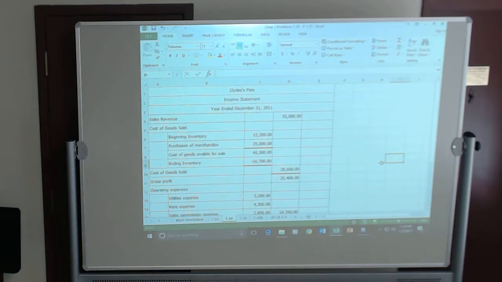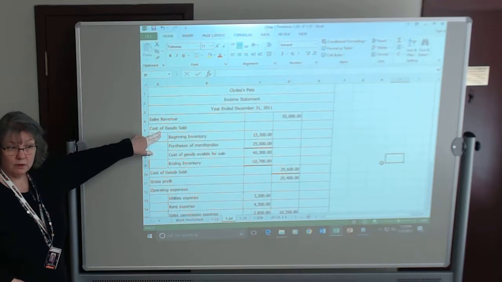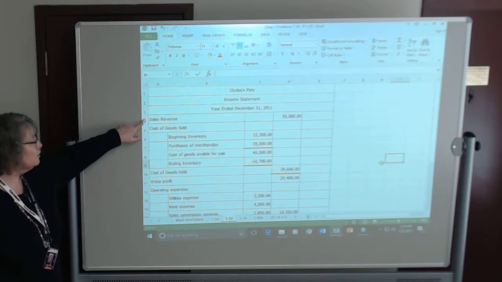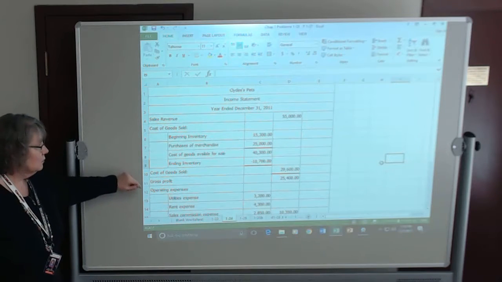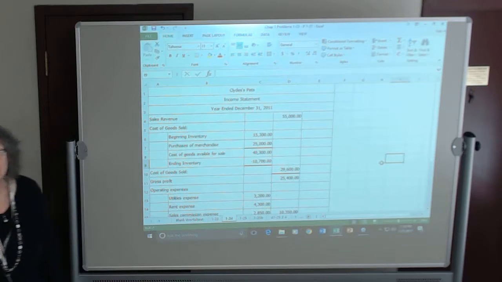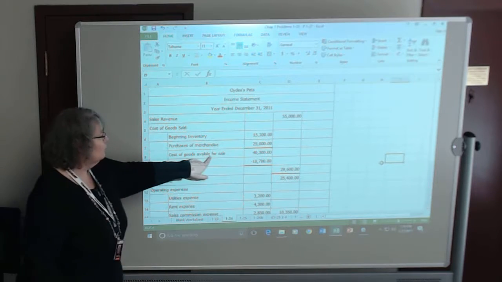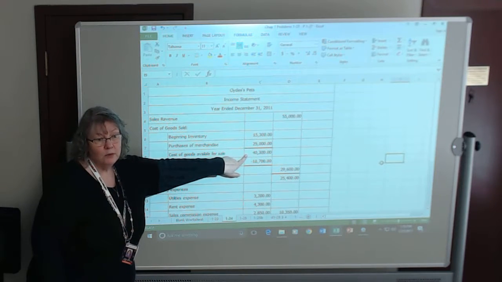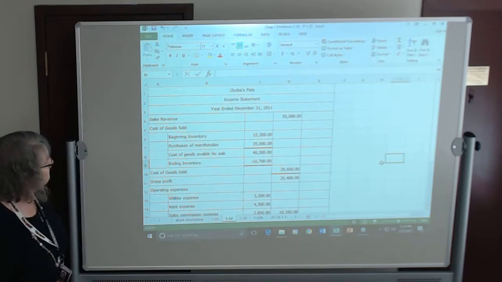Then we're going to put in cost of goods sold, because this is part of the expense that takes place. Before we can figure what gross profit is, we have to know what cost of goods sold is. So sales revenue minus cost of goods sold. He had a beginning inventory of $15,300. Then he purchased $25,000. That means the cost of goods available for sale were $40,300. We added these two figures together to get $40,300.